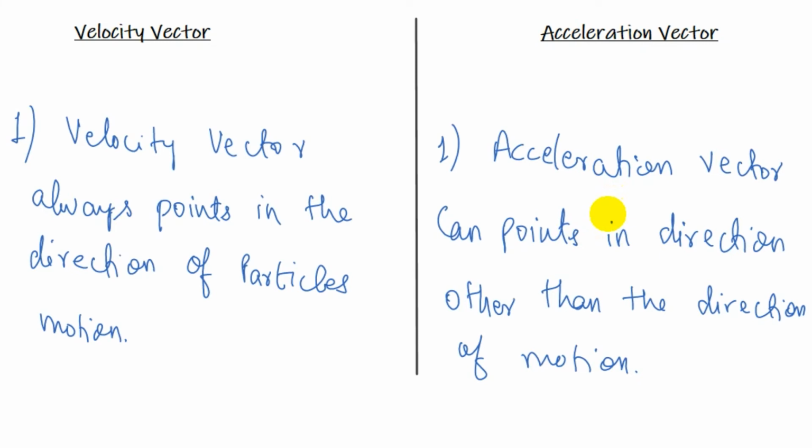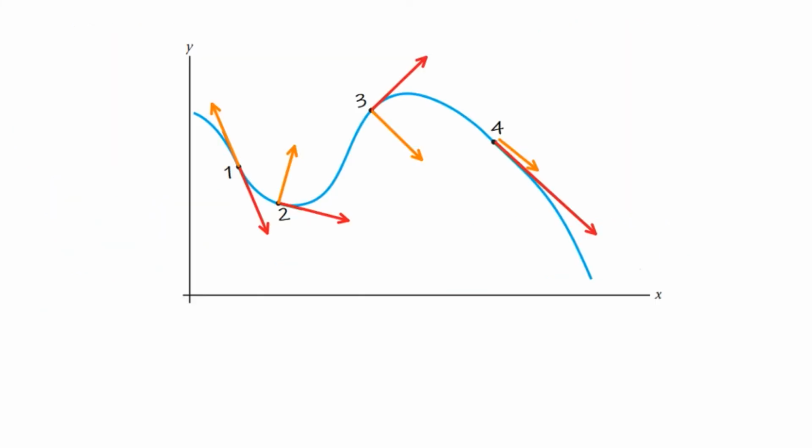Now with these points in mind, let's discuss one thing. Suppose a particle is moving along this blue curve, and we have considered four points, point 1, point 2, point 3 and point 4, and there are two vectors drawn at every point. One of them is a velocity vector and the other is an acceleration vector. So pause the video and try to figure out which vector shows the velocity vector and the acceleration vector.